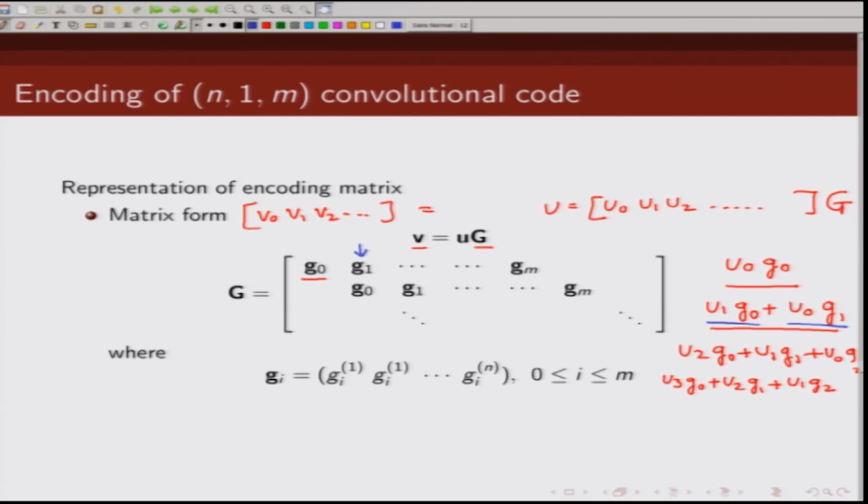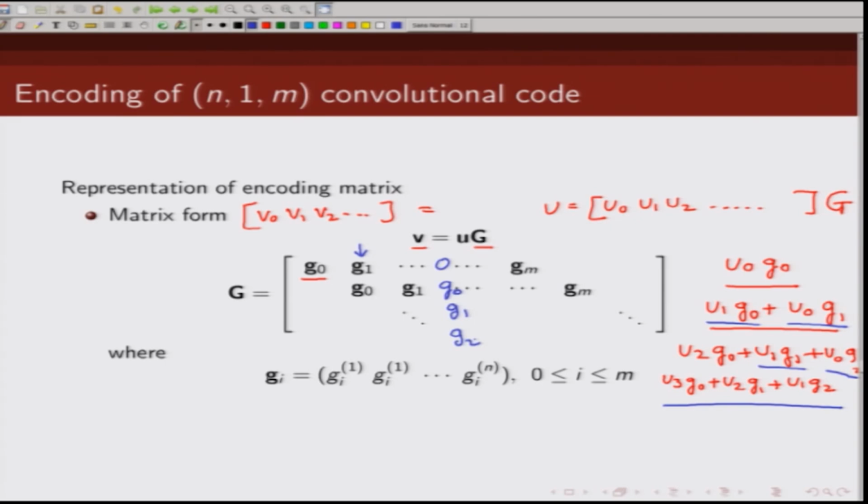Now, what is this third entry here? You can see U0 times G2, plus U1 times G1, that is this, and then U2 times G0. Then further, if we look at this, we get U0 times 0 here, and then U1 times G2, and so on, so this will be 0, G0, G1 and G2. In this case the memory order was M, that is why we are getting it like this.